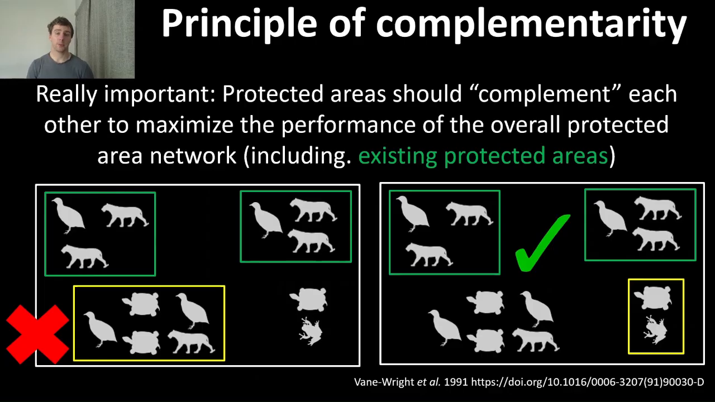The principle of complementarity. Now, this is a really, really important one. This is the idea that protected areas should complement each other, and we want to maximize the overall performance of the protected area network, accounting for existing protected areas.